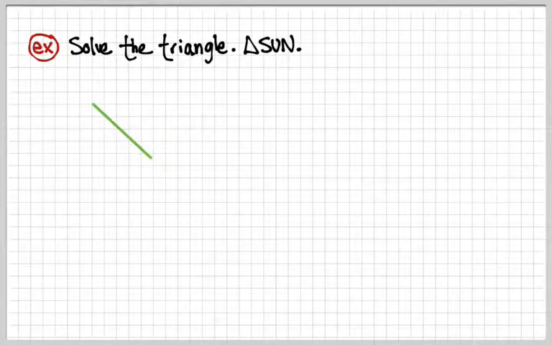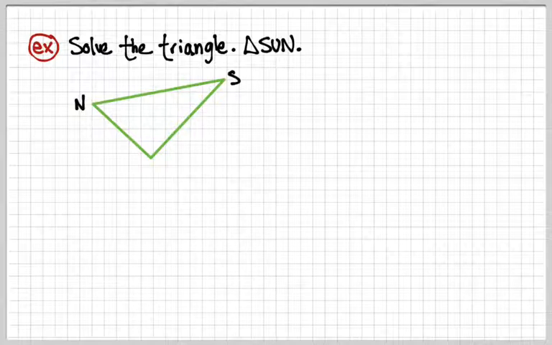Go ahead and draw this out. Say this is N, this is S, and this is U. And I know that this opposite side is 12, this is 8, and 6. So we do know 3 of the sides, but we don't know any of the angles. So we can't use law of sines, because for law of sines you need at least one angle. So we don't have any angles.